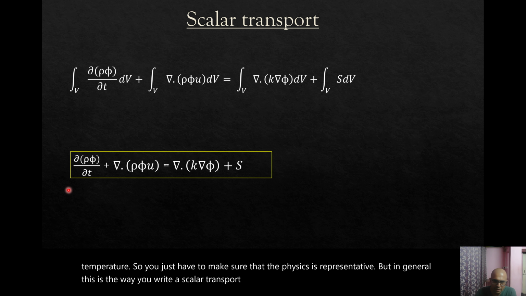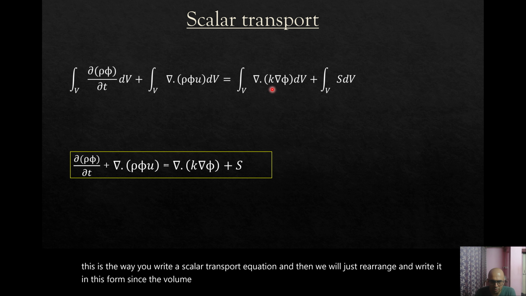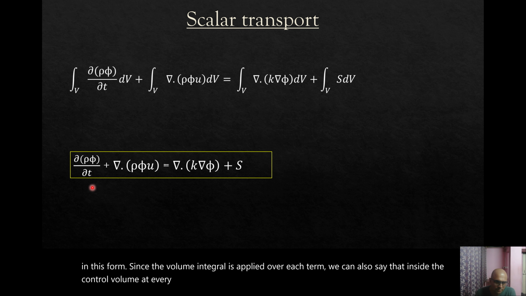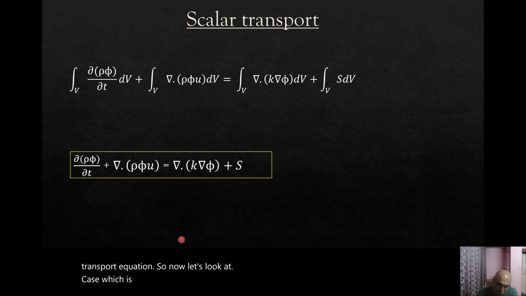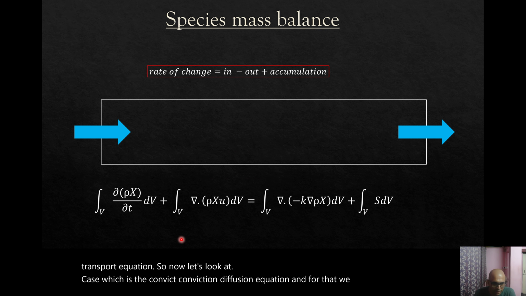But in general, this is the way you write a scalar transport equation. And then we'll just rearrange and write it in this form. Since the volume integral is applied over each term, we can also say that inside the control volume at every node, this equation holds. Okay, so this is the form of the scalar transport equation. So now let's look at the special case, which is the convection diffusion equation, and for that we'll have to look at the incompressibility assumption.